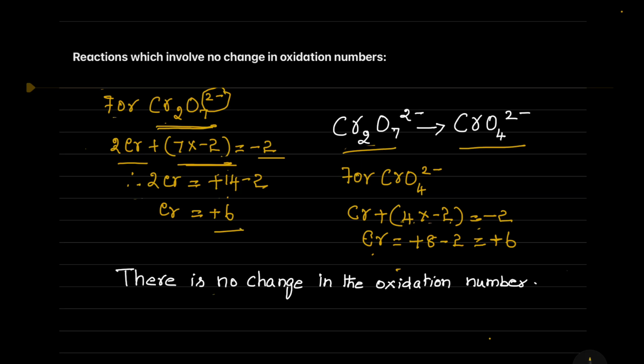6. On the product side, for CrO4 ion, the oxidation number of 1 chromium plus that of 4 into minus 2, that is due to 4 oxygen atoms, is equal to the charge of the ion, that is minus 2. Therefore, for 1 chromium, it comes to plus 6. Therefore, there is no change in the oxidation number, and neither the process of oxidation nor the process of reduction is taking place. Many more examples can be added.